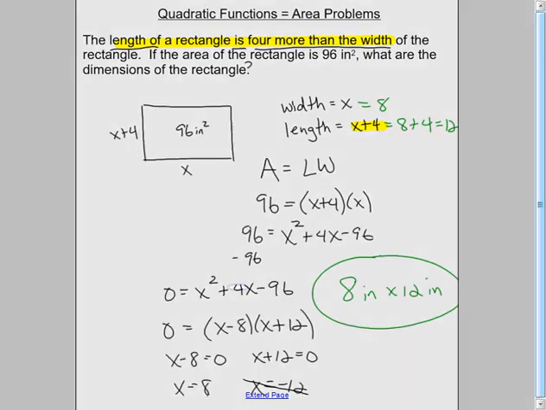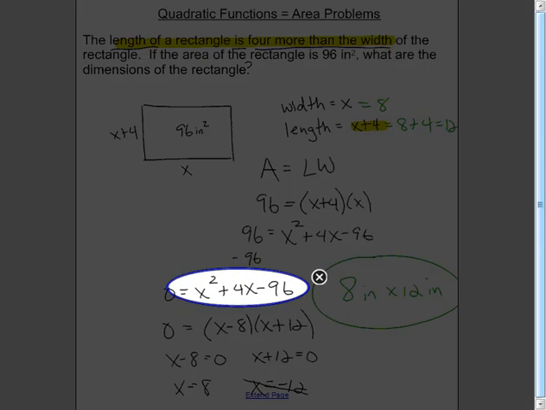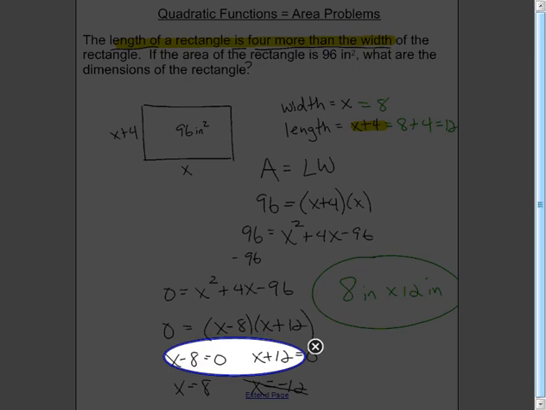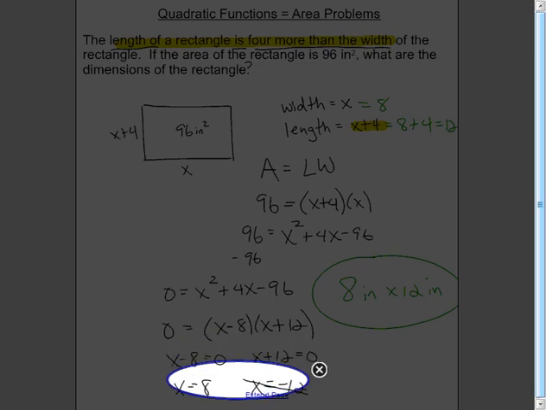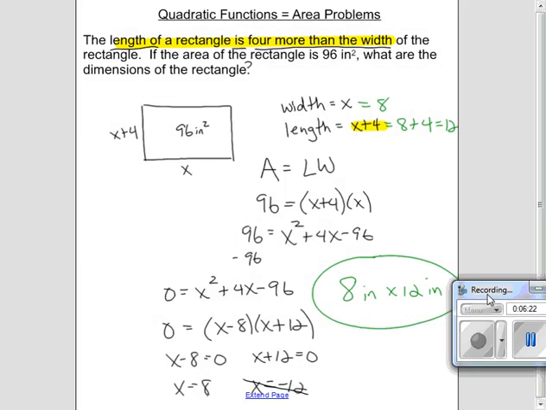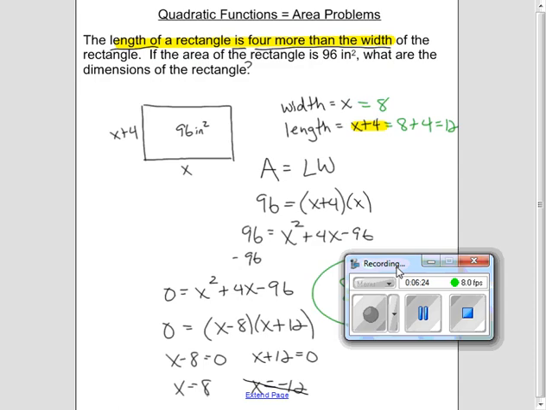Right from here, you could have used the quadratic formula, which would have been lengthy compared to just factoring it and using the zero product property. So enjoy. It's a decently basic example of using a quadratic to solve a word problem. So I hope this was helpful.